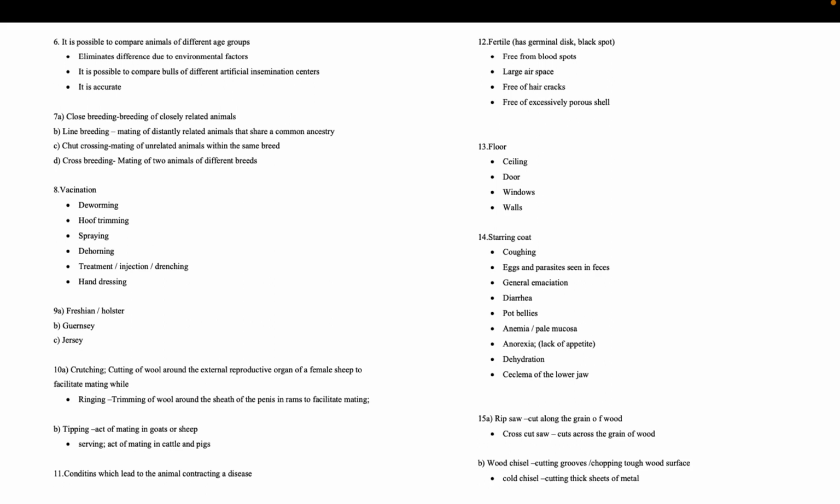15a. Rip saw, cuts along the grain of wood. Cross-cut saw, cuts across the grain of wood. B. Wood chisel, cutting grooves, chopping tough wood surface. Cold chisel, cutting thick sheets of metal.